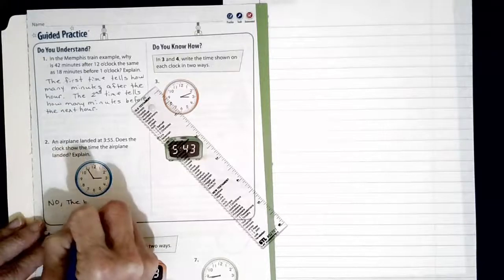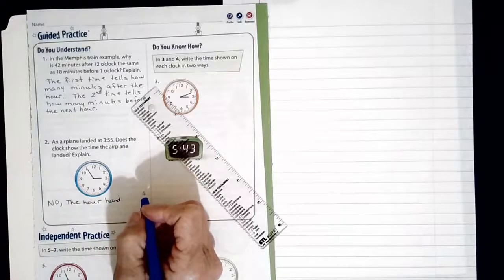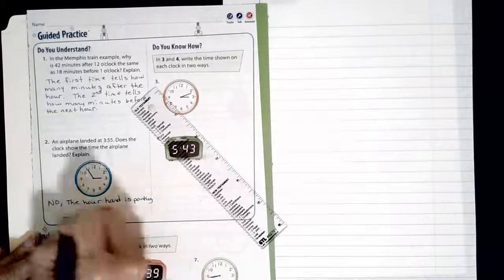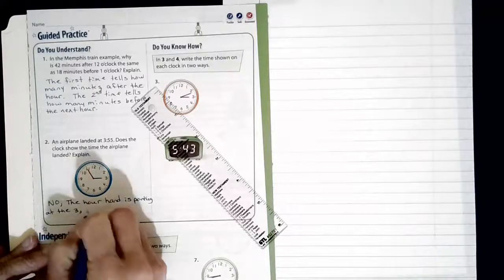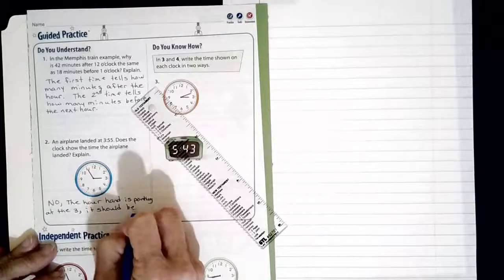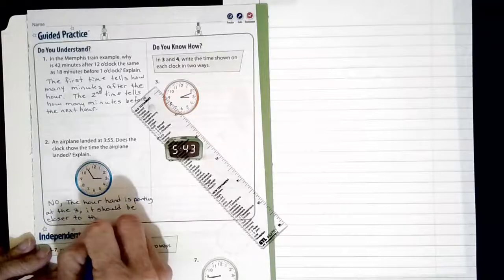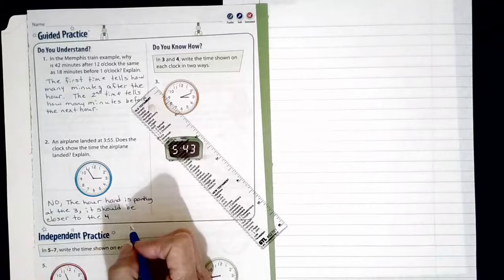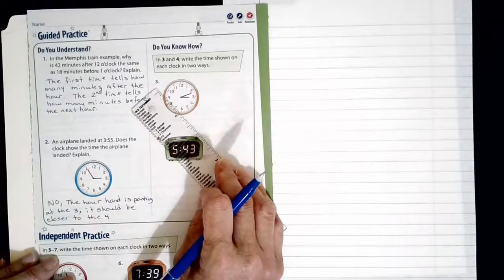The hour hand is pointing at the 3. It should be closer to the 4. So remember, when we get to the 55, it's quite close to that new hour, which would mean that hour hand would need to be really close to that new hour.